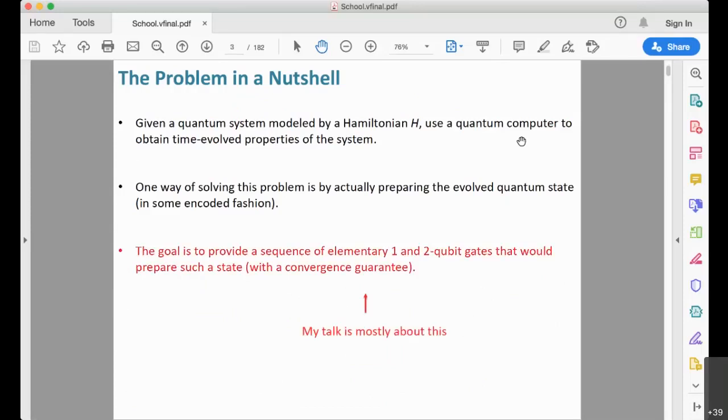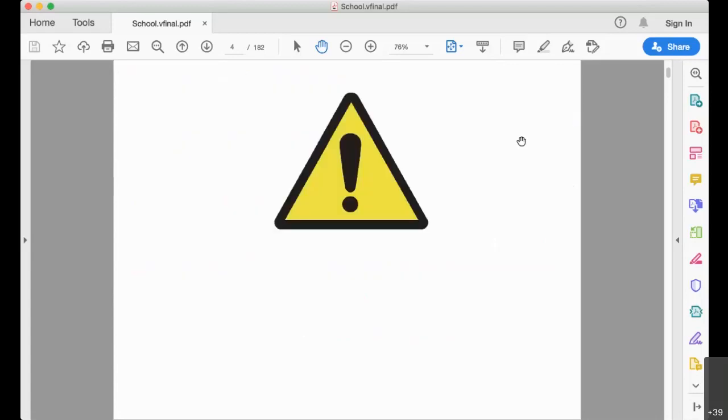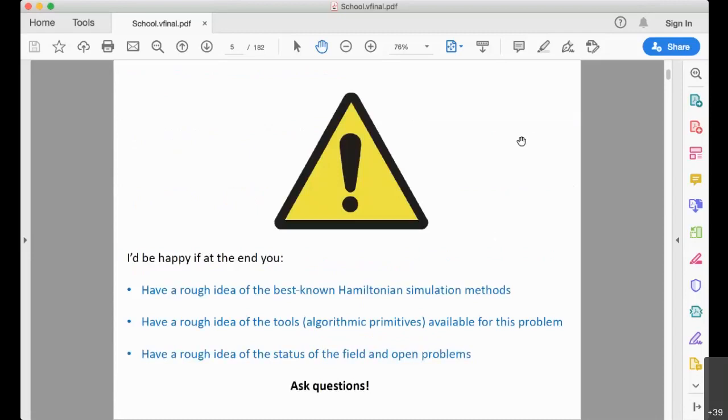All right, so my talk is mostly about this last point, and I want to give you a warning here, which is the following. Any quantum algorithm that is specified to a problem like this one naturally is going to involve some technical description. So my talk will have some technical content, and I don't expect you to follow everything that I say, but it'll be good if at the end you have a rough idea, at least, of what the best quantum simulation algorithms out there are.